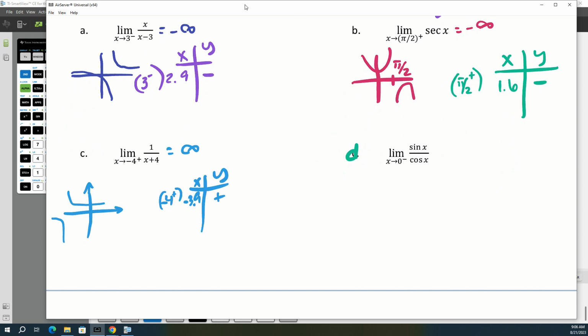All right, now D, I can type this in different ways. So those of you that learned trigonometric identities last year, do you remember what sine of x over cosine of x is? Tangent of x. So if you remember that, you can just type that in as tangent of x. If you don't remember that, then you just type it in as sine of x over cosine of x. So that's completely fine. However you want to type it in.